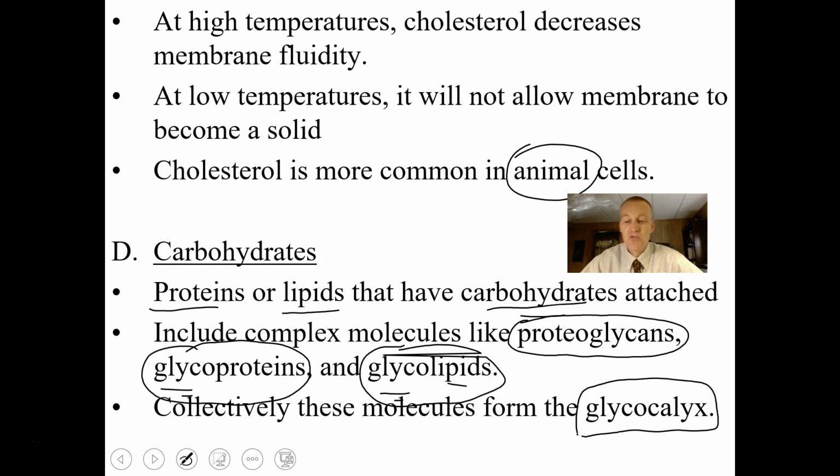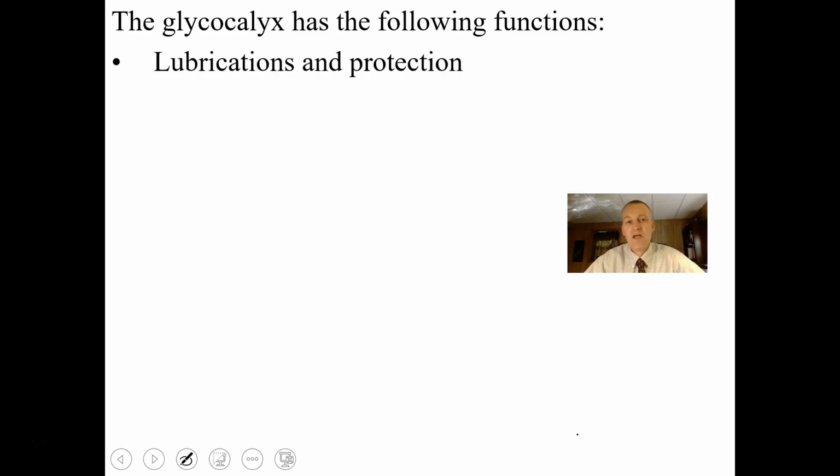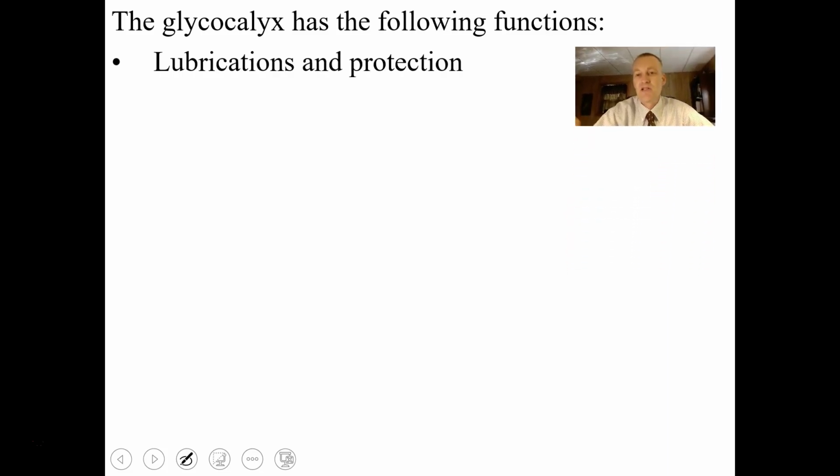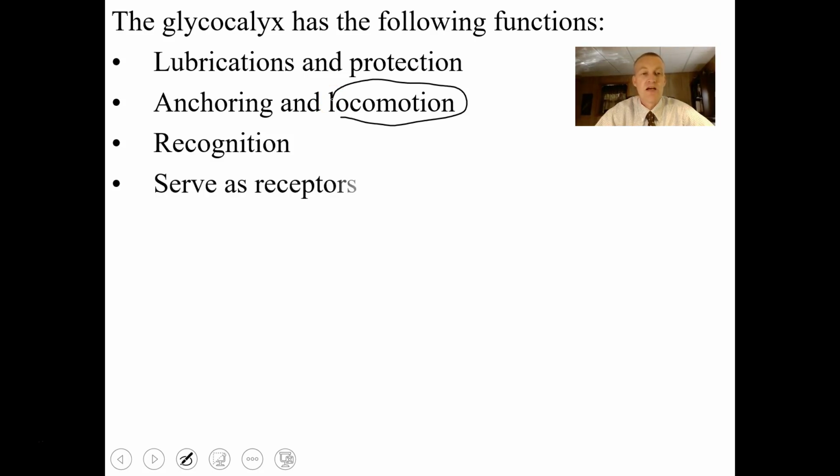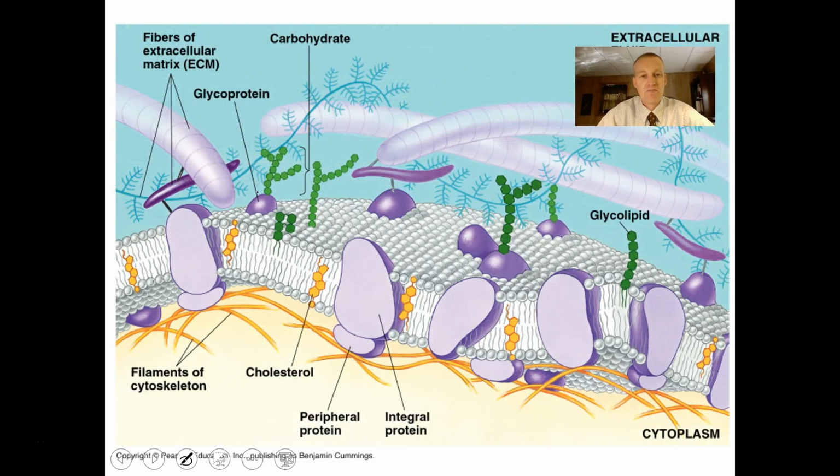and coats it. I think of the glycocalyx as almost like the cell glue. It helps cells to join to each other, but it does other very important functions other than that. It lubricates and protects the cell. It anchors and gives the cell the ability to change its shape and to move. The glycocalyx also serves the job of recognizing self versus non-self, and it has receptors on the surface of it that can receive information as well.